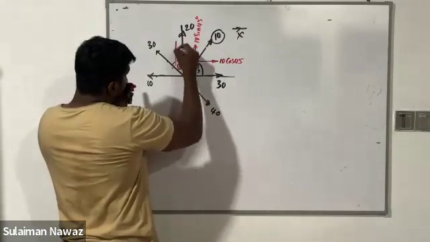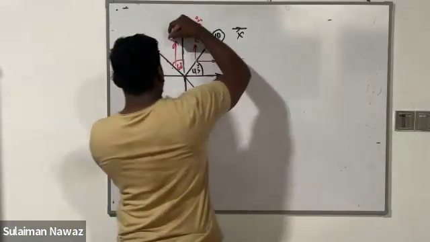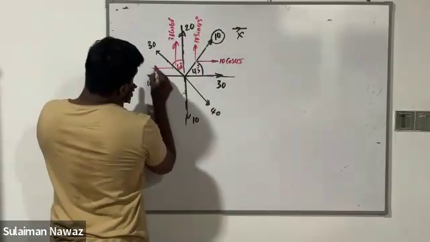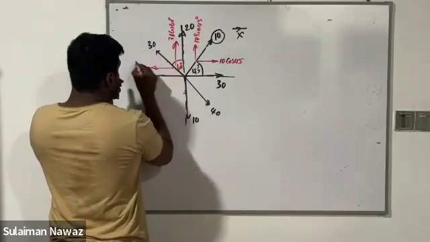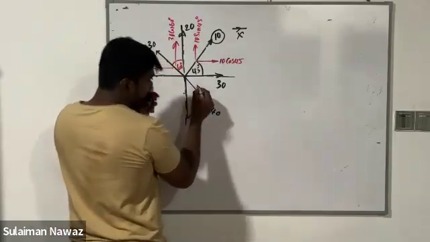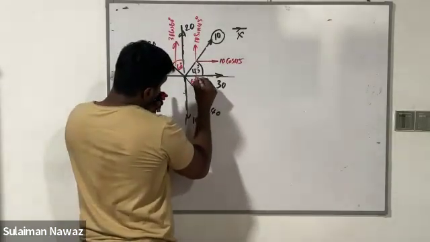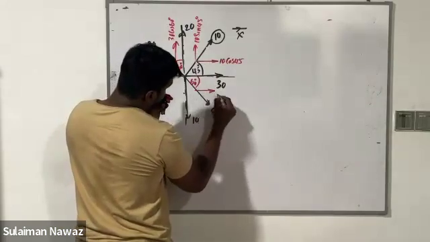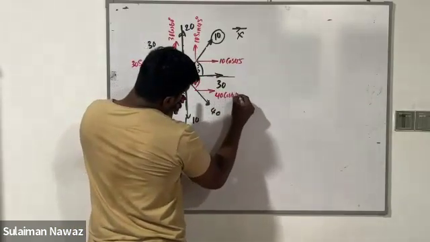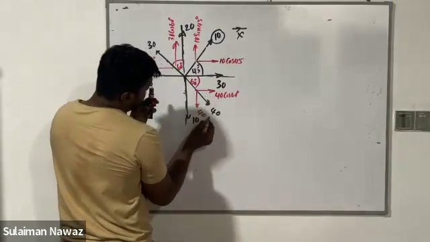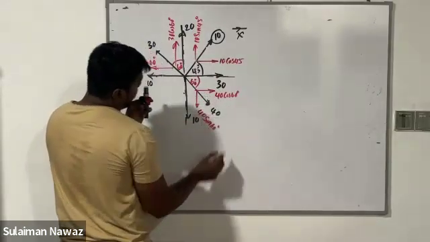This vertical component will be 30 cos 60. This component will be 30 sin 60. This one, this angle is given as 60 again. Then if you resolve this 40 into two components, horizontal component will be 40 cos 60. Vertical one will be 40 sin 60.